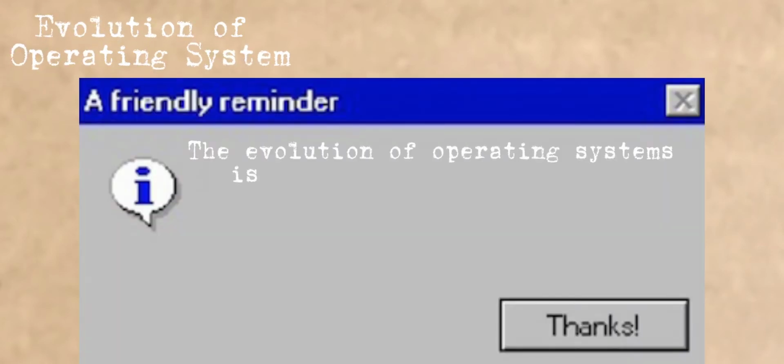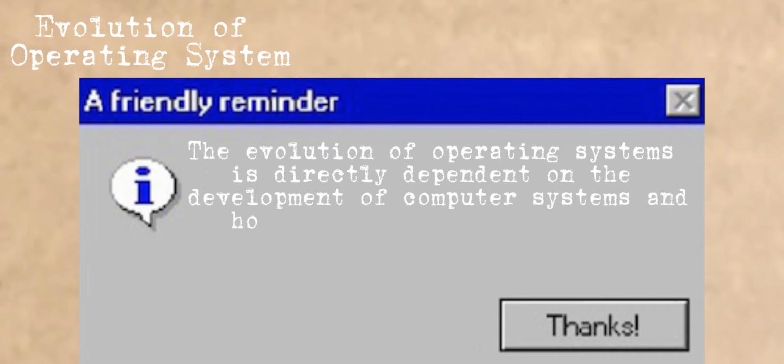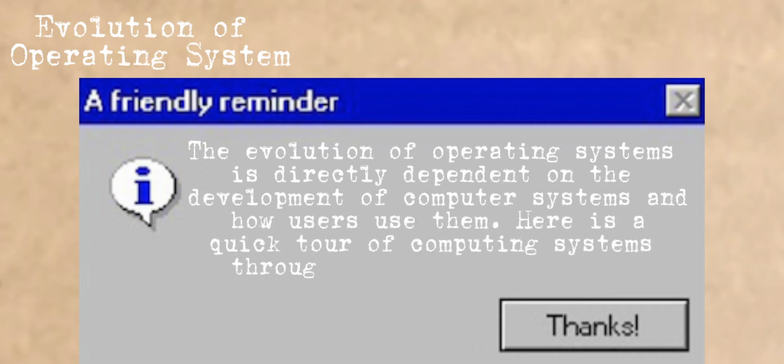Let's now proceed to the evolution of operating systems. The evolution of operating systems is directly dependent on the development of computer systems and how users use them. Here is a quick tour of computing systems through the past 50 years. Let's now start from early evolution. In 1945, ENIAC was developed by the Moore School of Engineering, University of Pennsylvania. ENIAC was the first programmable electronic general-purpose digital computer. It was Turing complete and able to solve a large class of numerical problems through reprogramming.